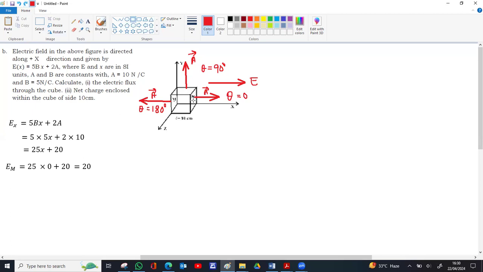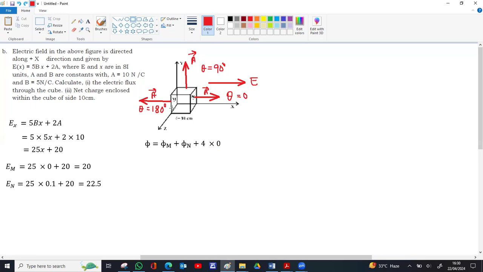Now the right face is at a distance of 10 centimeter from the origin, so the x coordinate is 10 centimeter. Centimeter doesn't work for us as a unit, so 10 by 100 meter, 0.1 meter. So 25 into 0.1 plus 20 will be the electric field for the right face. 25 into 0.1 is 2.5, plus 20, gives 22.5. Now we can go for the flux calculation.